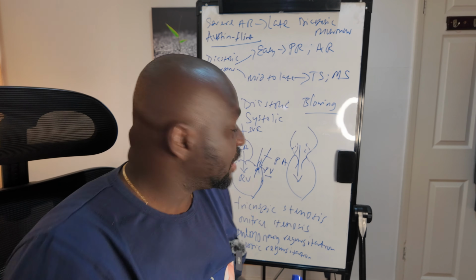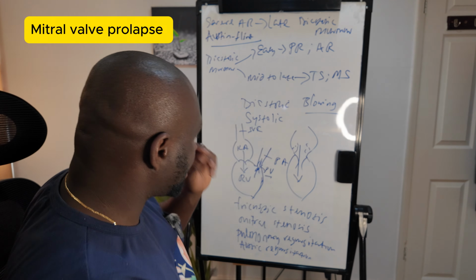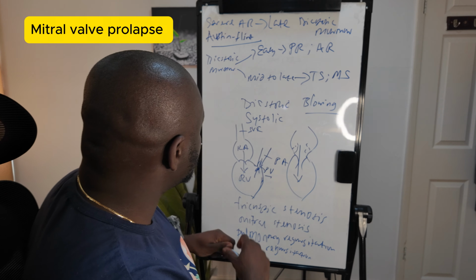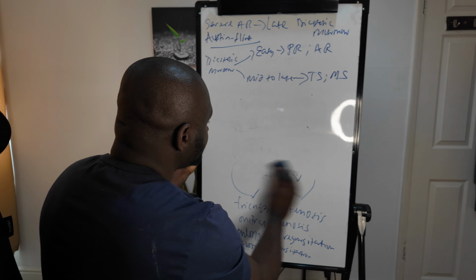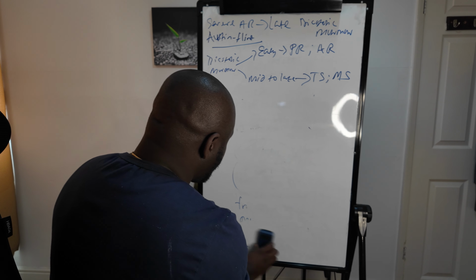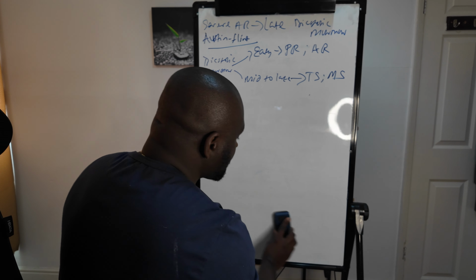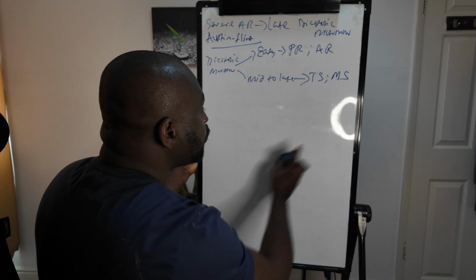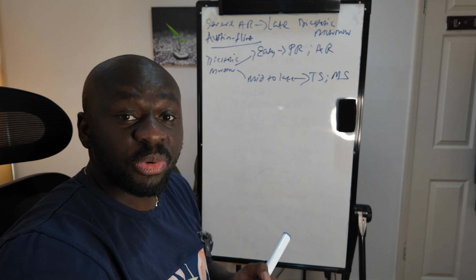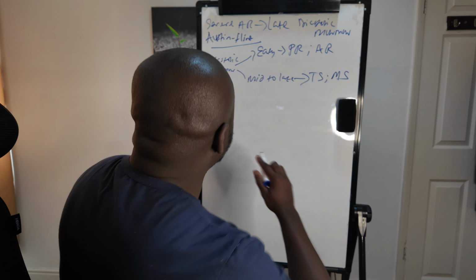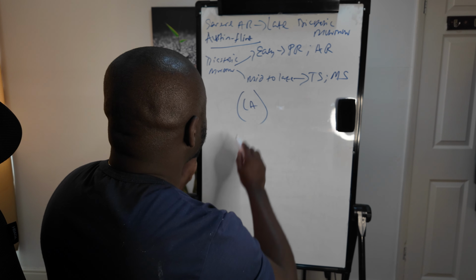I was going to miss something. Mitral valve prolapse. Let me explain mitral valve prolapse. Let me wipe this. Remember, I was saying it's important to understand the direction of flow. I'll explain mitral valve prolapse very briefly, and I'll explain the kind of murmur you can have in mitral valve prolapse. Now, this is your left atrium, yeah?